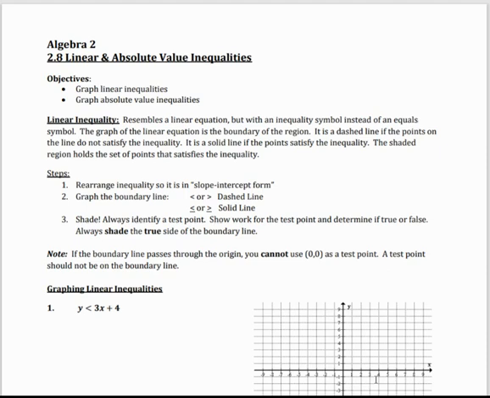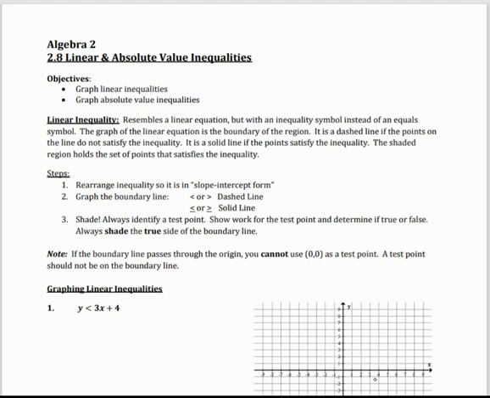So our steps for graphing, make sure we are in slope-intercept form. Once in slope-intercept form, and don't forget if you divide or multiply by a negative, it flips the symbol. Once we have that, we're going to graph that boundary line. Connect the dots with a dashed line if we're less than or greater than, and connect with a solid line if we're less than or equal to or greater than or equal to.